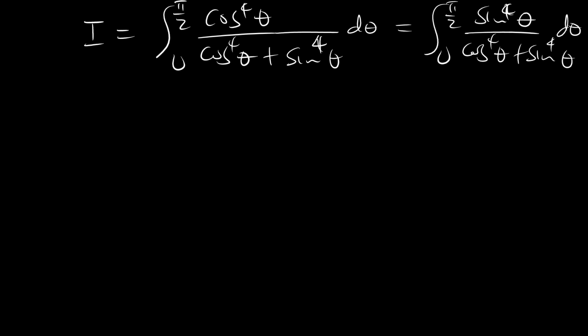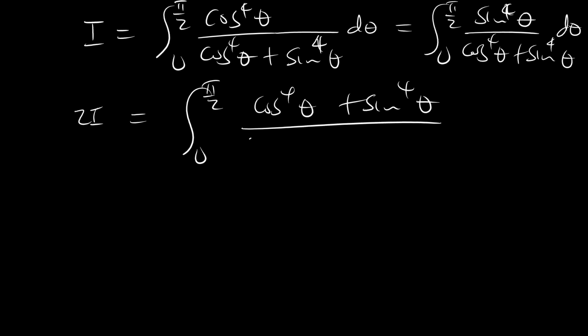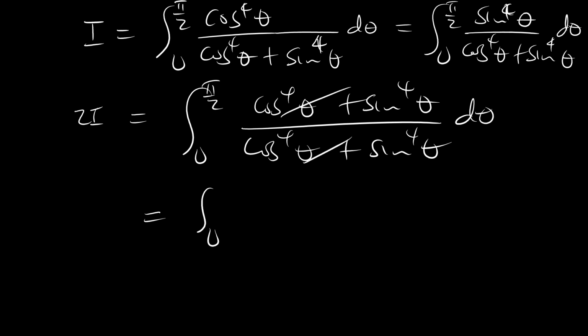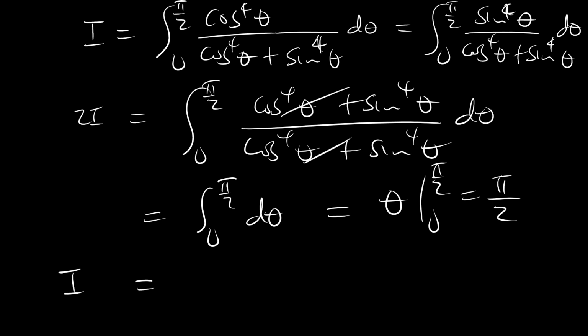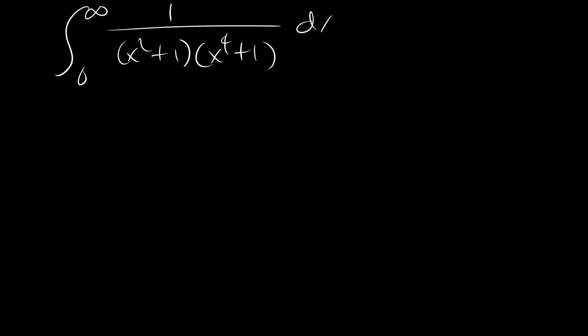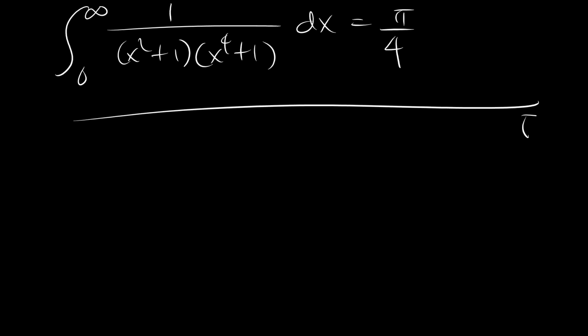And so 2I is equal to 0 to pi over 2 of cosine to the 4th theta plus sine to the 4th theta over cosine to the 4th theta plus sine to the 4th theta, which is equal to 0 to pi over 2 of the integral of 1, which is theta, 0 to pi over 2, which is pi over 2. So I definitely is equal to pi over 4. Okay? So what this is telling us is that the integral from 0 to infinity of 1 over x squared plus 1 times x to the 4th plus 1 is equal to pi over 4. And that was the answer that was expected.